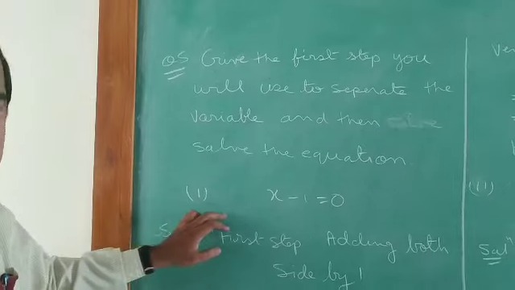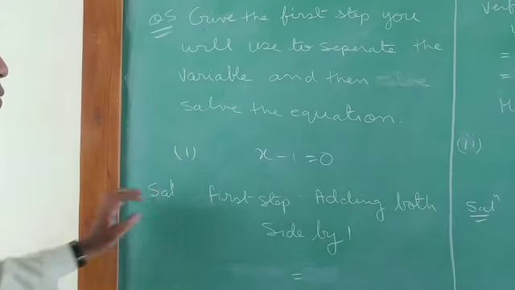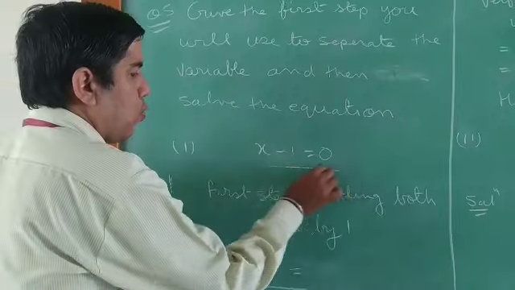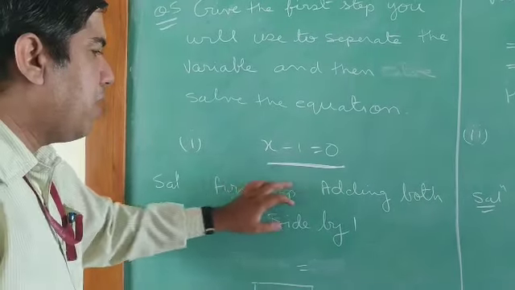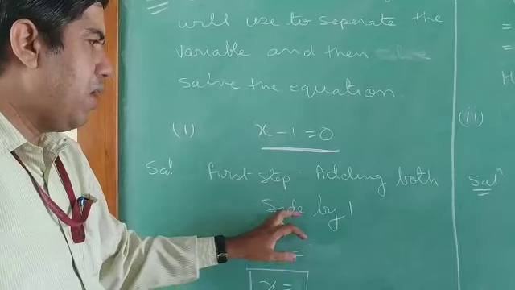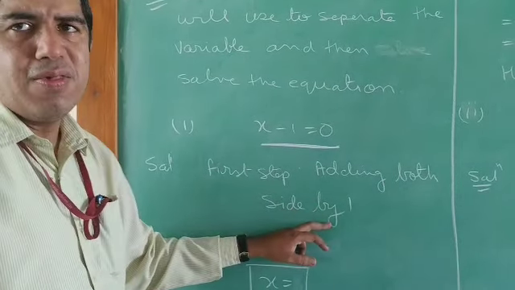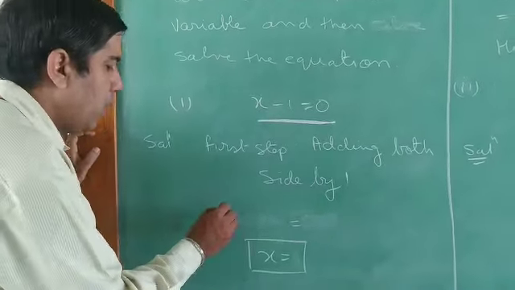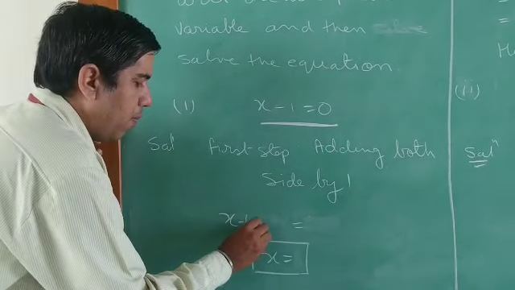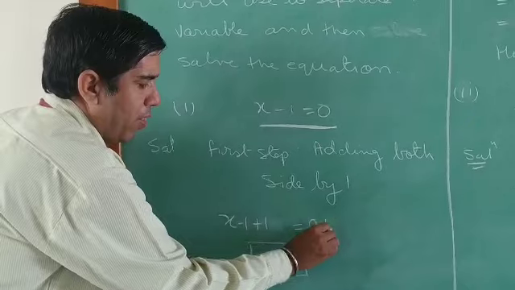Now the equation given here is x minus 1 equal to 0. What is the equation? x minus 1 equal to 0. Now the solution. The first step I will write here is adding 1 to both sides, or you can say adding both sides by 1. The meaning is the same. So what will come here? It will be x minus 1 plus 1, and here comes 0 plus 1.